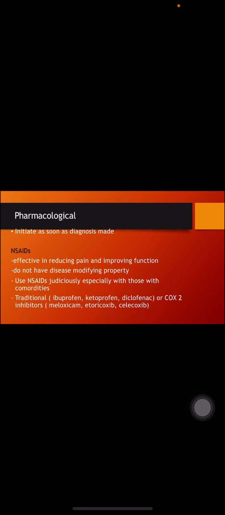Pharmacological treatment must be initiated as soon as the diagnosis is made: NSAIDs, corticosteroids, and disease-modifying anti-rheumatic drugs. NSAIDs do not have disease-modifying properties, but are effective in reducing pain and improving function. Be cautious if the patient has any renal abnormalities or heart problems. Examples are the traditional and COX-2 inhibitors, like what we usually know: ibuprofen, diclofenac, meloxicam, Celebrex, and Arcoxia.